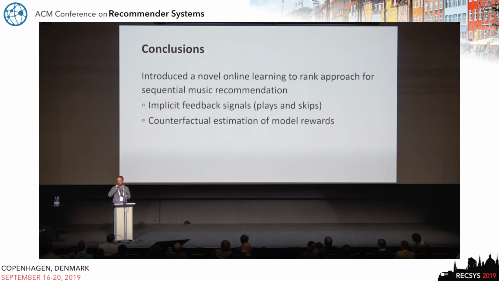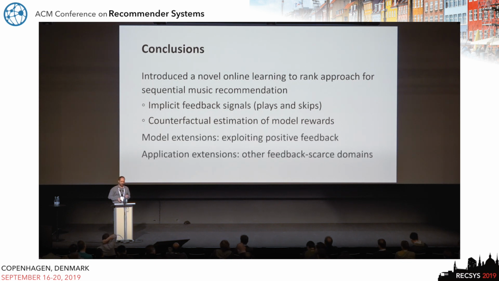And just to sum up, we introduced a novel online learning to rank approach for sequential music recommendation. This is based on implicit feedback, which is different from most of the work done before on this particular view. And for the characteristics of the problem, we had to resort to some alternative way of estimating rewards because we didn't have a ranking at our disposal. And as extensions, we made a very simple use of positive feedback because it's quite noisy. We could invest further in that direction and also apply this to other scenarios.